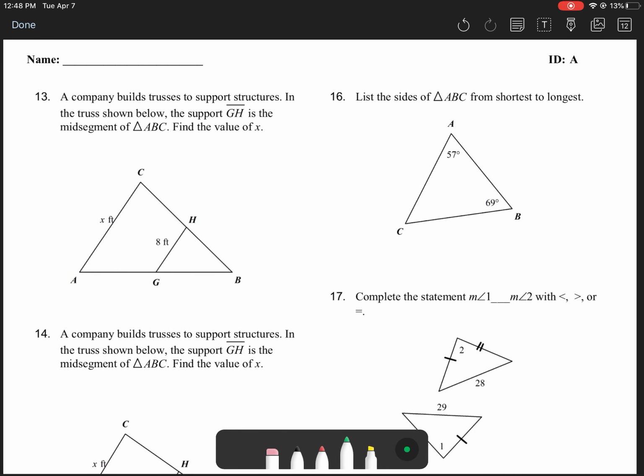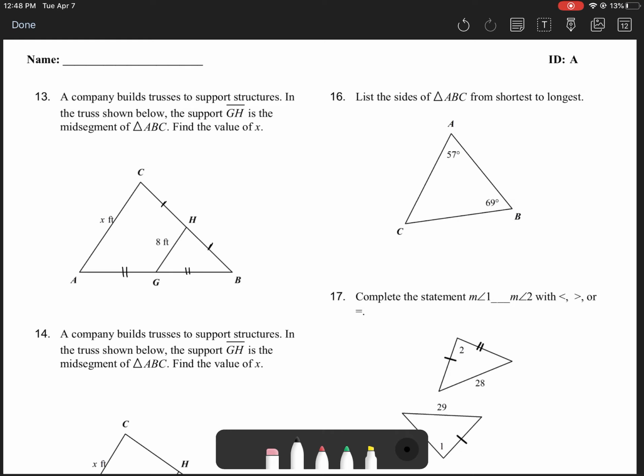Moving on, we are starting to talk about mid-segments. Remember, mid-segments split the sides of a triangle into pieces. They connect the midpoints of the sides. So the segment GH is a mid-segment. That means that CH and HB, and AG and GB, are all congruent to each other.